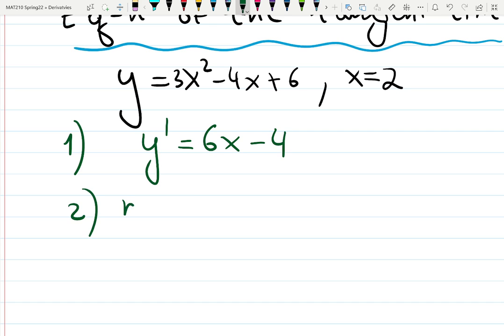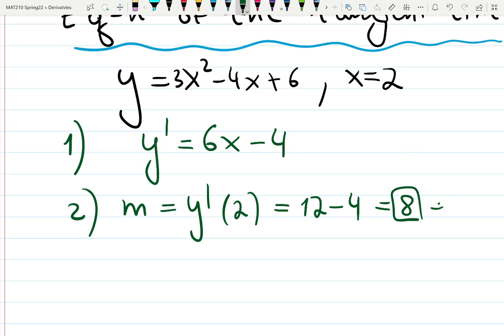Step 2, finding the slope. Slope is your derivative at the given point 2. So I'm going to plug 2 into my derivative: 6 times 2 minus 4, which is 12 minus 4, which is 8. This is m. This is the slope.